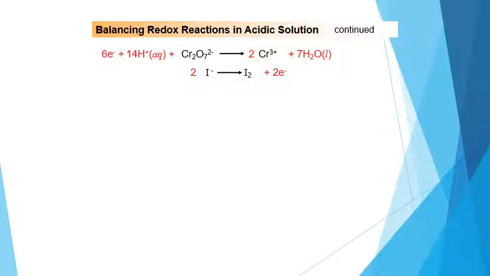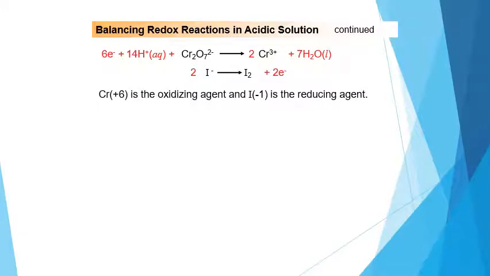Since it undergoes an oxidation reaction, we have to account that there are a total of 2 electrons lost in the reaction, and the electrons lost are placed in the product side. So that is equal to 2 electrons, since there are 2 negative 1 charges of this iodine here. So take note that chromium is the oxidizing agent while iodine is the reducing agent.